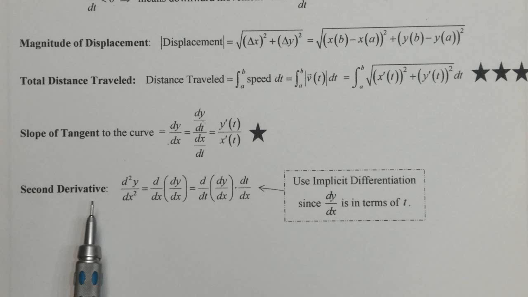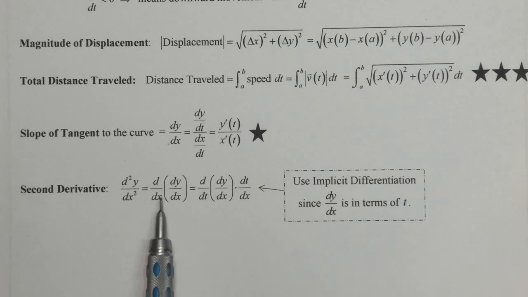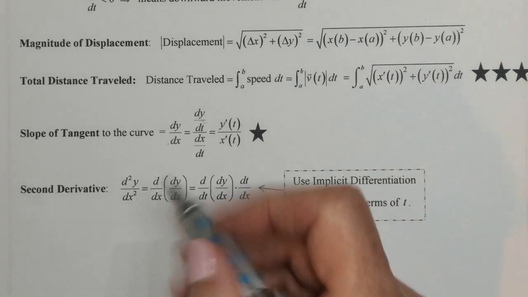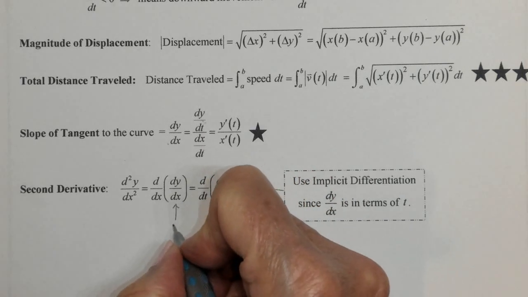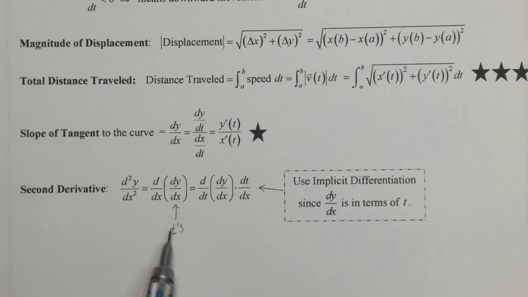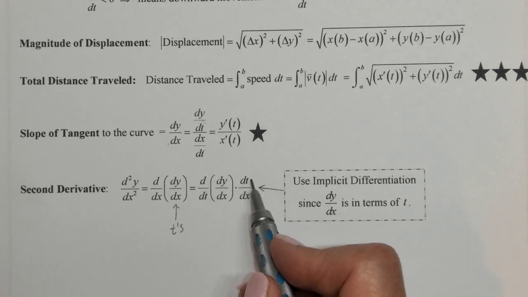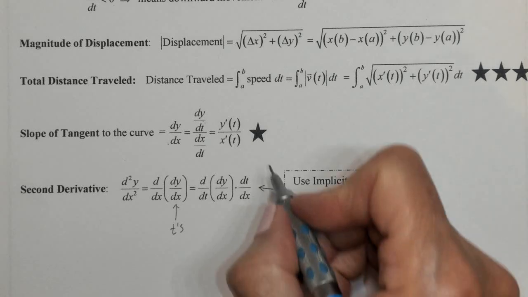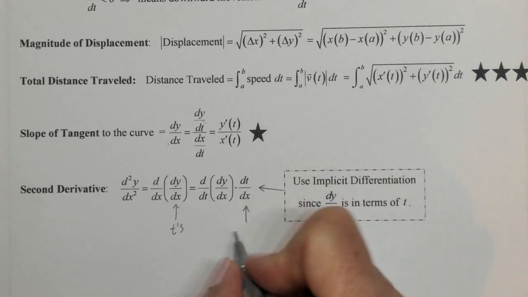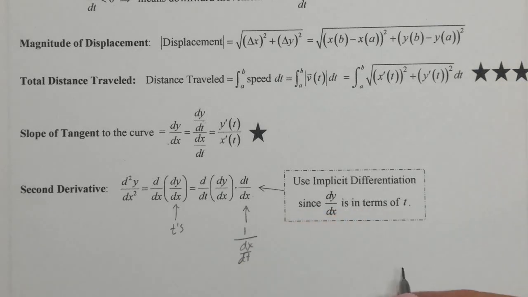If you are asked for a second derivative, and I haven't seen it asked lately, but if you are, you have to take the derivative with respect to x of dy dx. But dy dx will have t's in it. So you're taking the derivative of something with t's in it. Therefore, you first take the derivative with respect to t, and then you multiply by dt dx, which is 1 over dx dt. All right?